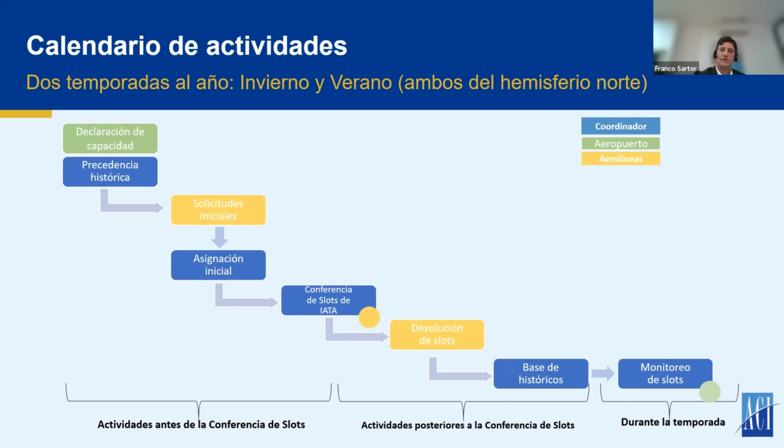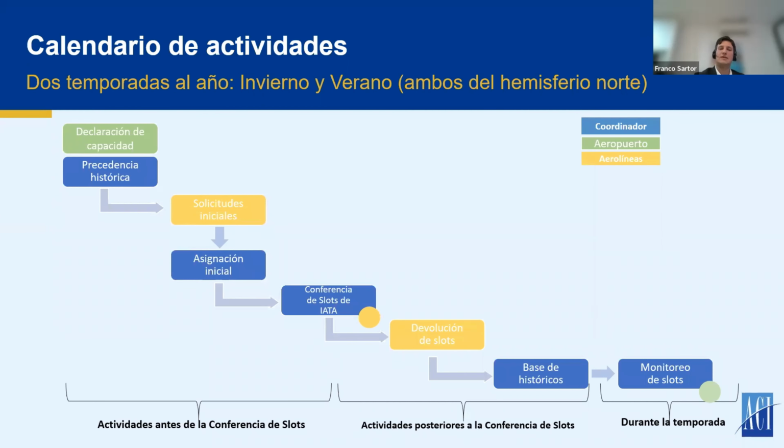Well, once this work is done by the coordinator, the coordinator will send a message to every airline informing about the result of the initial allocation for those slots that have been assigned to each airline. Once this is done, the airlines analyze the slots they received, and then they analyze whether these slots will satisfy their needs or their planification.